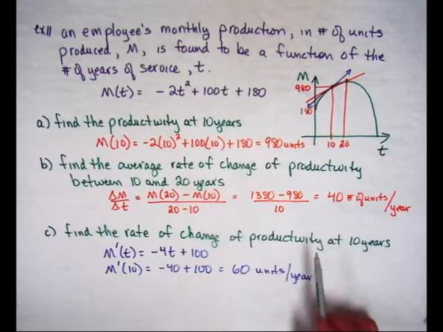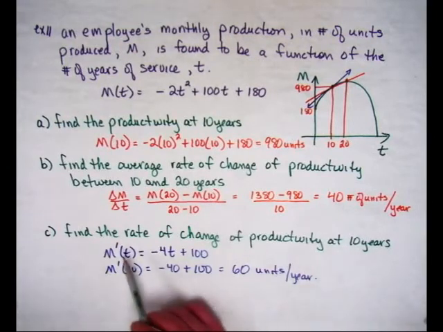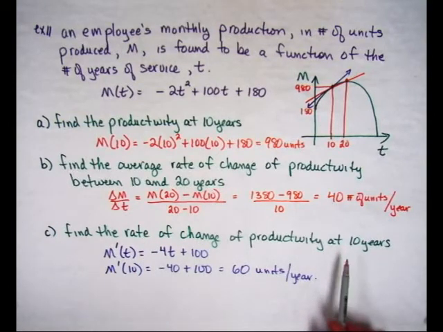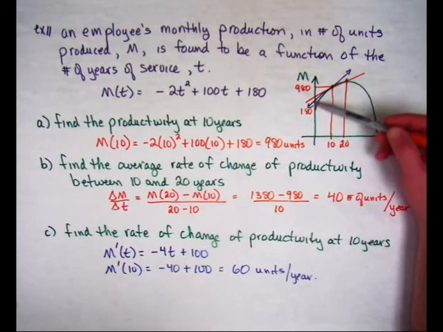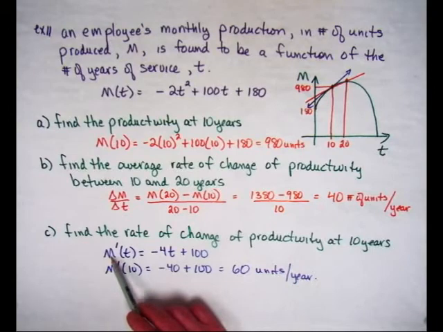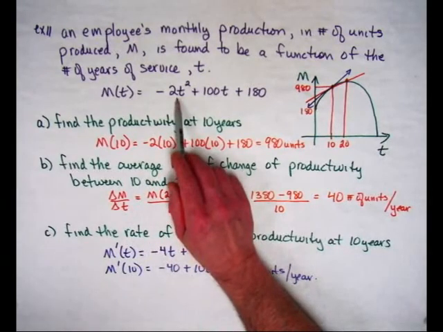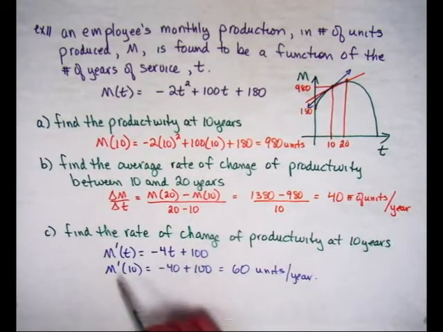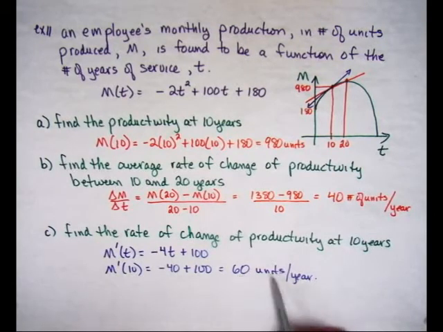An employer might want to know precisely what's happening at 10 years. So the last question is, find the rate of change of productivity at 10 years. Now this is a calculus question. This is a slope of a tangent. The slope of the tangent would be this blue line right here, and the slope of that blue line would tell me precisely what that employee was doing as far as their productivity at the 10th year. Well, an instantaneous rate of change is a derivative. So we just take the derivative M prime of our productivity function using the rules we learned earlier, and we get the derivative to be negative 4t plus 100. M prime at 10 years, instantaneous rate of change, would just be 60 units per year.